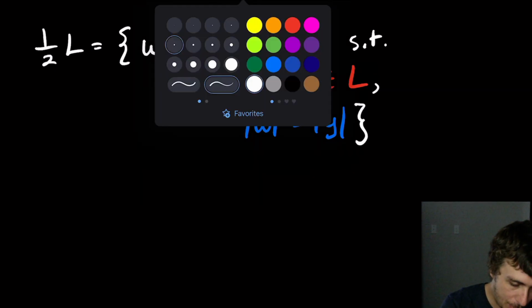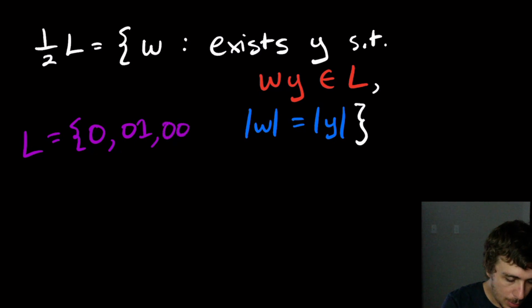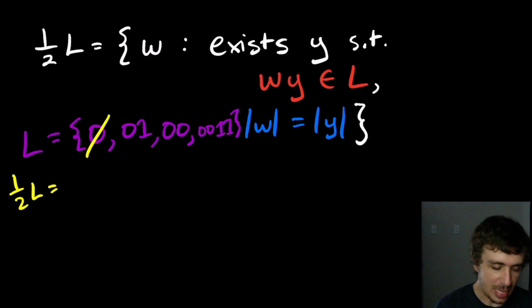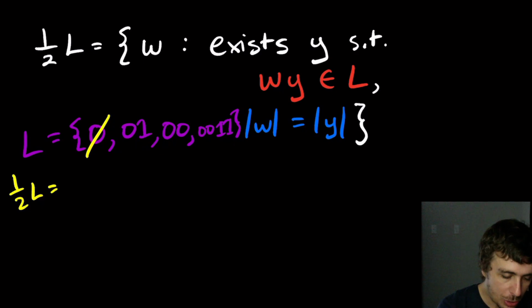So let's do an example. Let L just be a simple language. Let's let it be 0, 001, 0000, 111, just as an example. So then what is half of L? Well, we're going to throw away any string of odd length, so the 0 is just going to be thrown away completely. And among the ones that are of even length, which are these 3, we're going to take the first half of that string. So the 01 string, we're only going to take just a single 0.